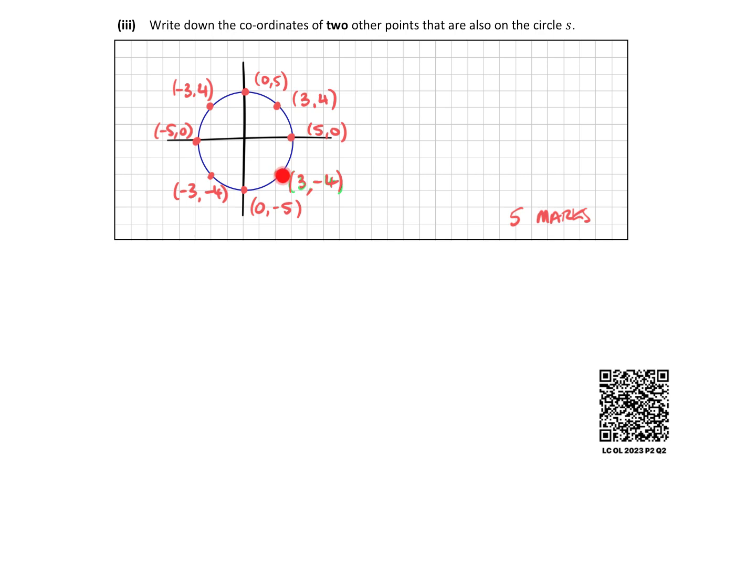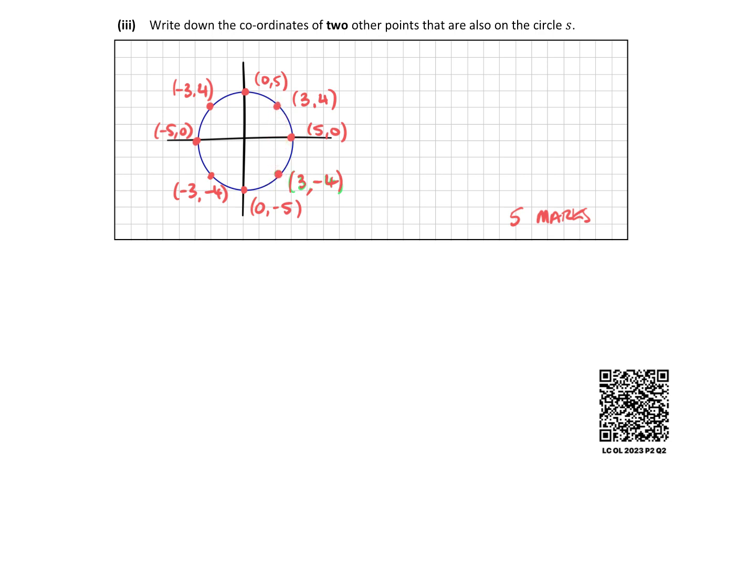So 3, negative 4 is here. Because our centre is 0, 0, we should be able to spot the fact that this will be a mirror. So this here is going to act as a line of symmetry, or an axis of symmetry. So everything is going to be the opposite over here. So I'm still going to be out 3, but instead of coming down 4, I'm going to go up 4.